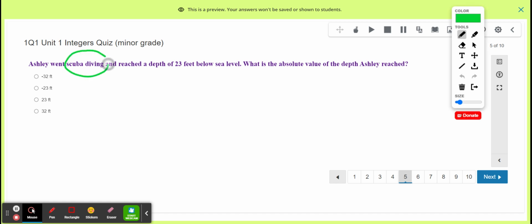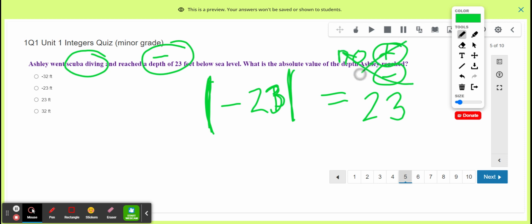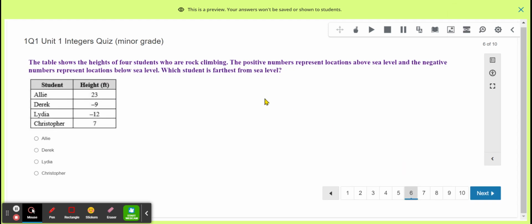She went scuba diving, at a depth of 23 feet below sea level. What is the absolute value? 23 feet below sea level. So the absolute value is 23. Absolute value is no positive or negative. It's just the number. So we are looking at 23 feet. It's telling you how far it is and not direction.